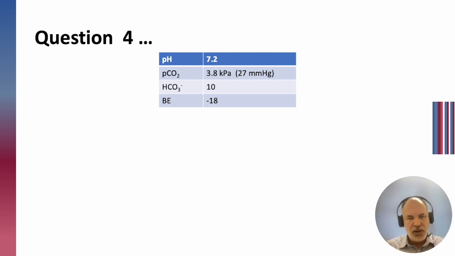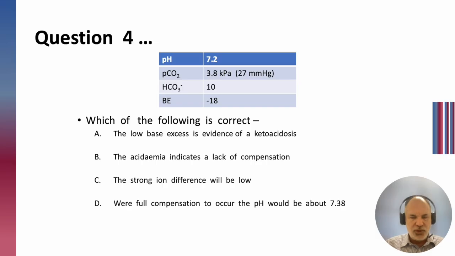So clearly when we look at this just from those values, this patient has a metabolic acidosis as the predominant disturbance, and there's also a lowering of the CO2, which could perhaps be part of compensation, or there's another process driving it. So which of the following is correct? The low base excess is evidence of a ketoacidosis. The acidemia indicates a lack of compensation. The strong ion difference will be low. Or were full compensation to occur, the pH would be about 7.38.